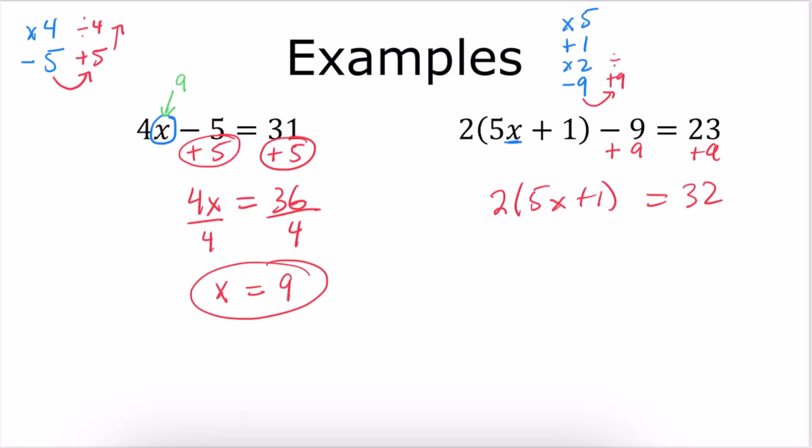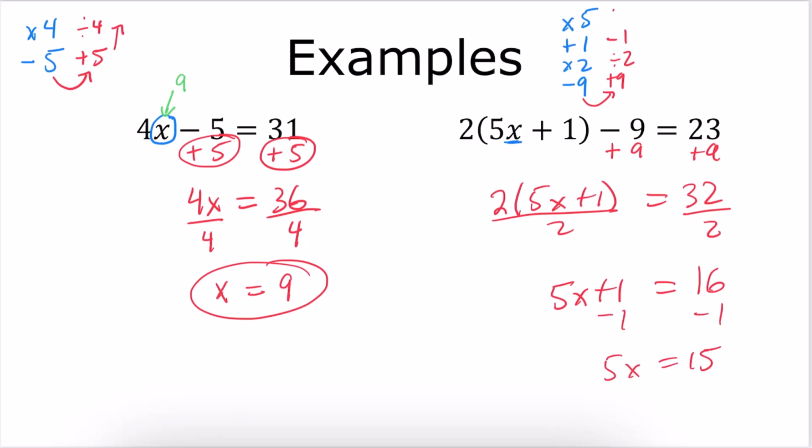Then I undo the multiplication by 2 by dividing both sides by 2. So if I take 2 times the parentheses stuff divided by 2, well, 2 divided by 2 just cancels out, and I end up with 5x plus 1 equals 32 divided by 2, which is 16. Then I can undo my addition of 1 by subtracting 1 from both sides. And that gives me 5x equals 15. And then I can undo my multiplication by 5 by dividing by 5. And that gives me that x equals 3. So that's one way you can solve a problem like that.